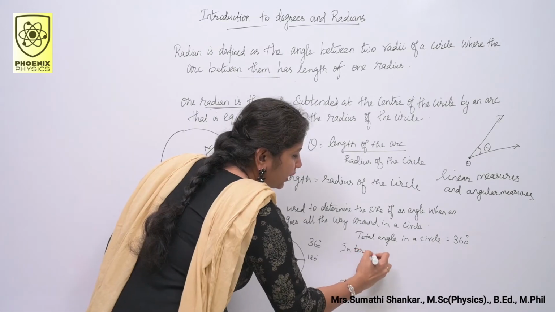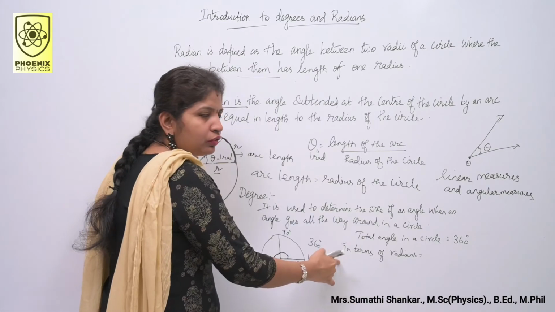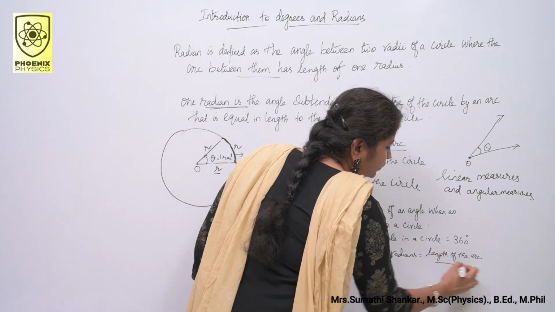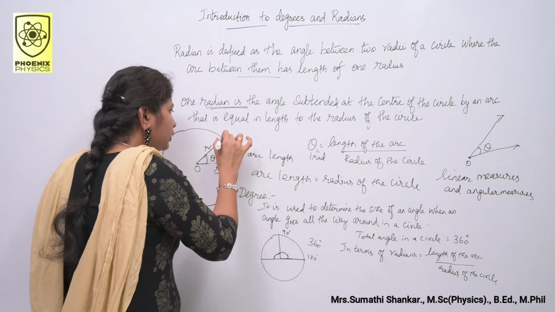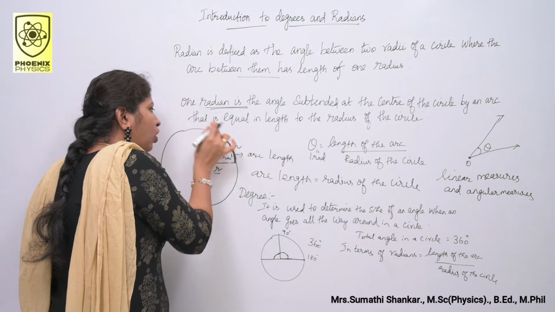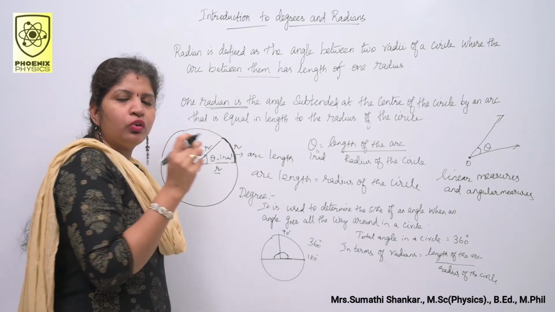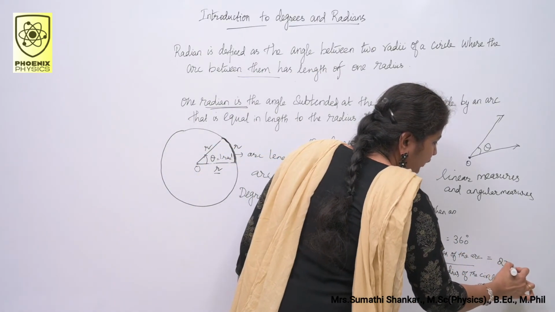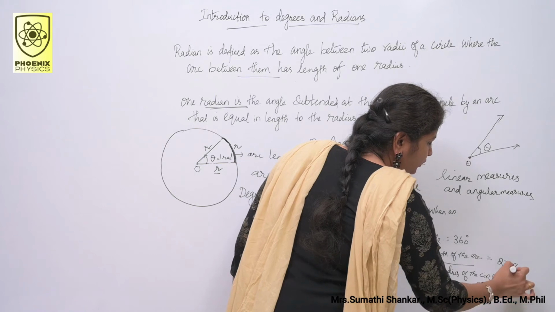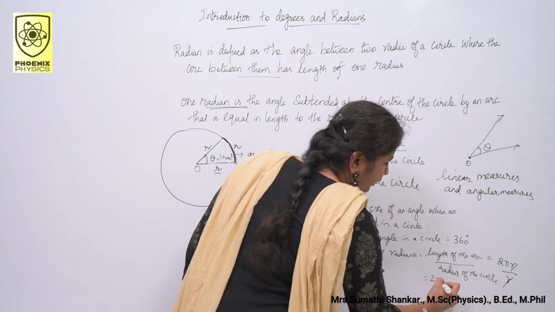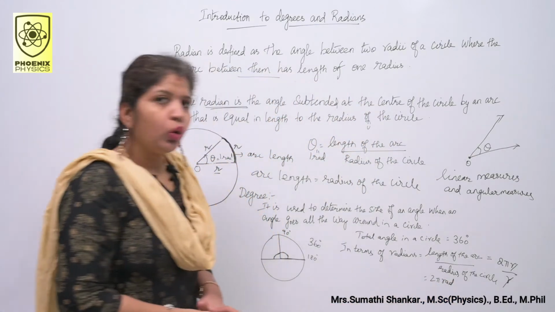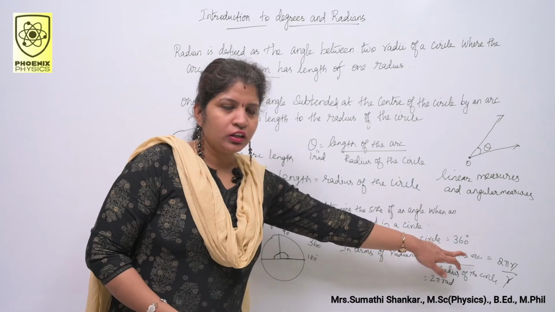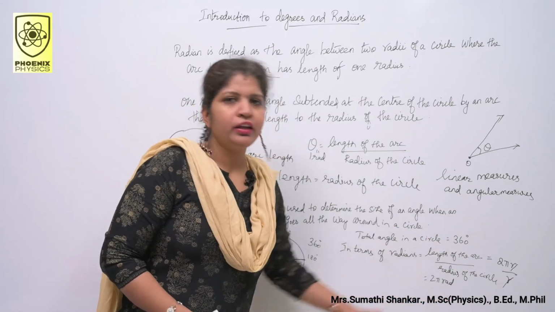How do you find out the angle in terms of radians? You know the formula. Radians is equal to length of the arc divided by radius of the circle. Here, this is our length of the arc. This portion is on the circumference of the circle. You know the formula. The circumference of the circle is 2 pi r. And the radius of the circle is r. So cancel this. So you can get 2 pi radian. So the total angle in a circle in terms of degree is 360. In terms of radian is 2 pi radian.